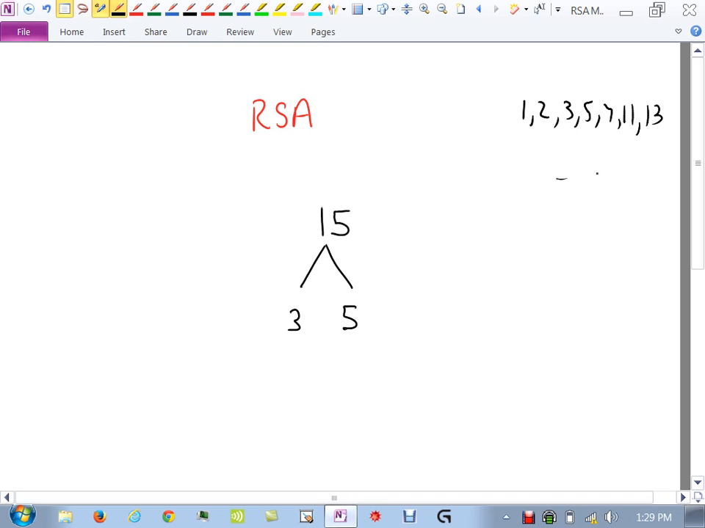That's the standard. That's RSA encryption. That's the standard they use. So it's a very simple idea. You start with a composite number and you try to come up with the two primes it came from. If you can figure that out for an 80-digit number, then I'll never see you again.